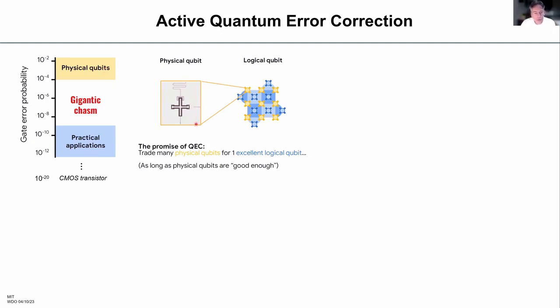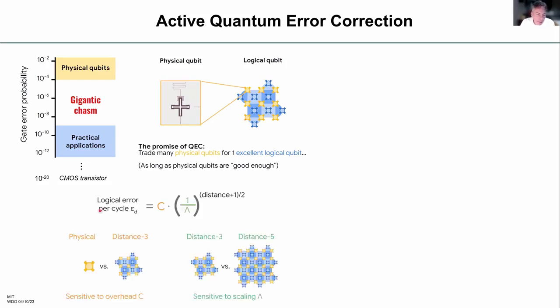Rather, what we're going to do is called error correction. And the idea is that we're going to take physical qubits and we're going to make a team out of them. We're going to aggregate a larger number of those together, and this team of physical qubits, which we call a logical qubit, will together act like a single superqubit with a much better performance. So that's the promise of error correction.